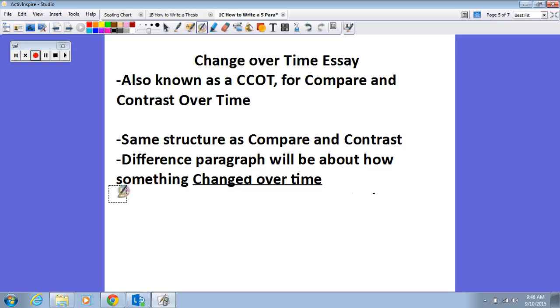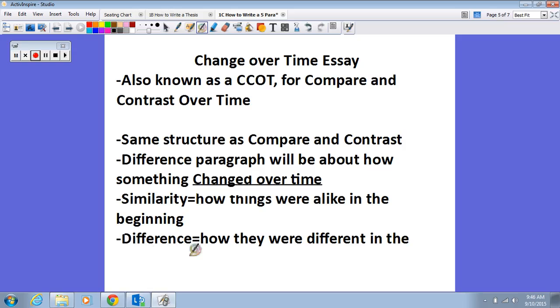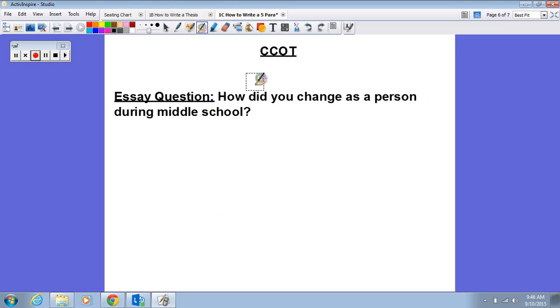So the way that this structure is going to work, similarity is how things were alike in the beginning, and the difference is going to be how they are different in the end. So if I might be doing a change over time essay, I might be talking about how you have changed. So how you were at the beginning and how you were at the end. Otherwise, it's the same structure. Okay? So let's go ahead and do this.